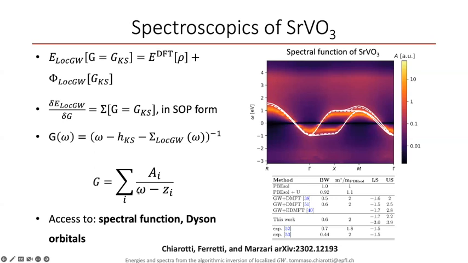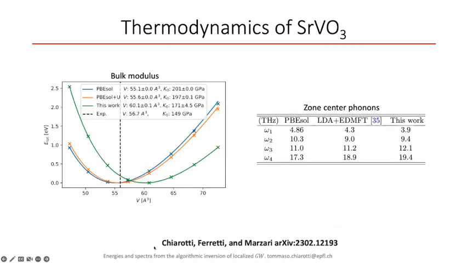You get the Green's function as a sum over poles. You look at the spectral function, and it looks very good in comparison to experiments, more advanced treatments, and so on. What it also adds is that since you have a sum over poles, you can actually perform all the integrals to get the bulk modulus, the phonons, the forces, if you want.